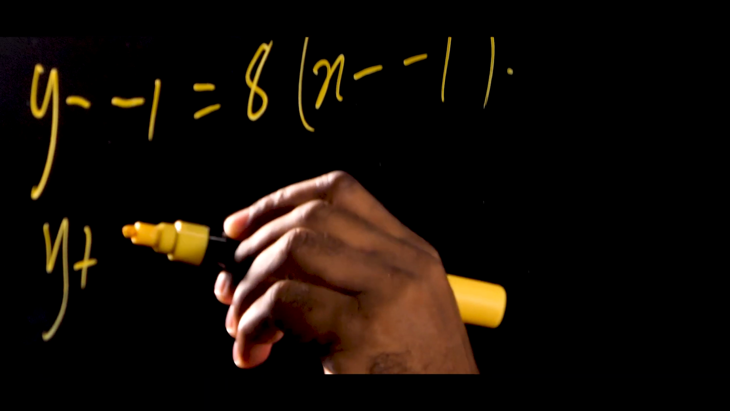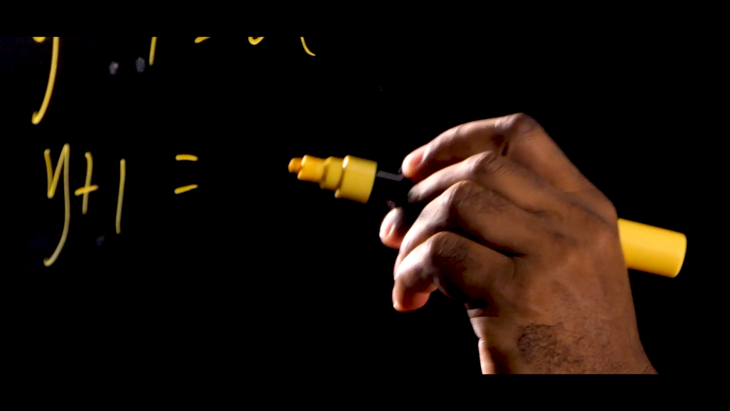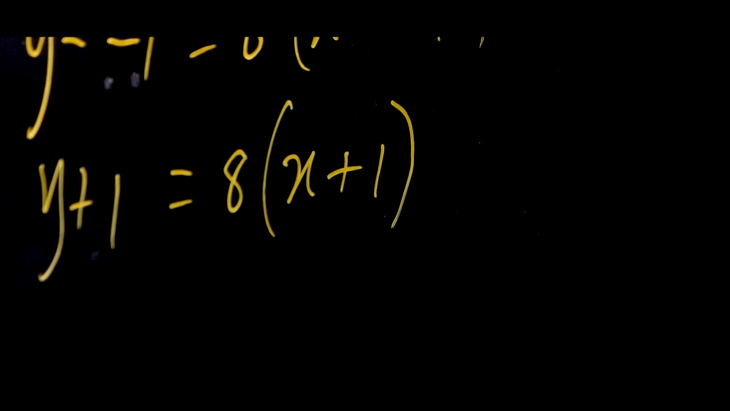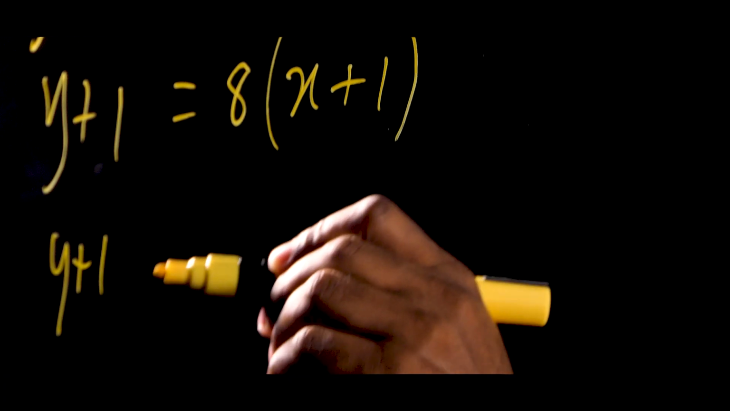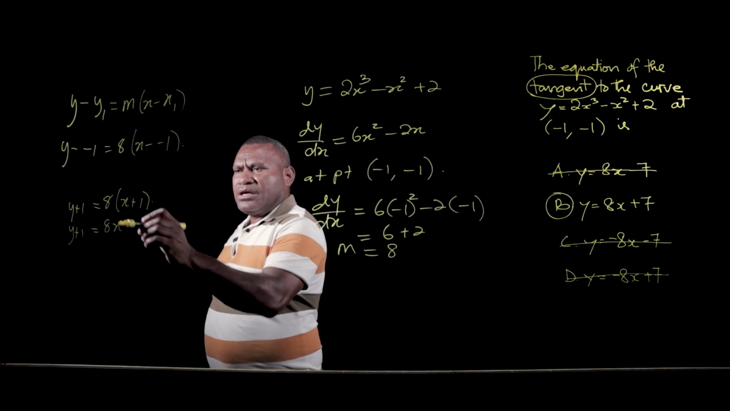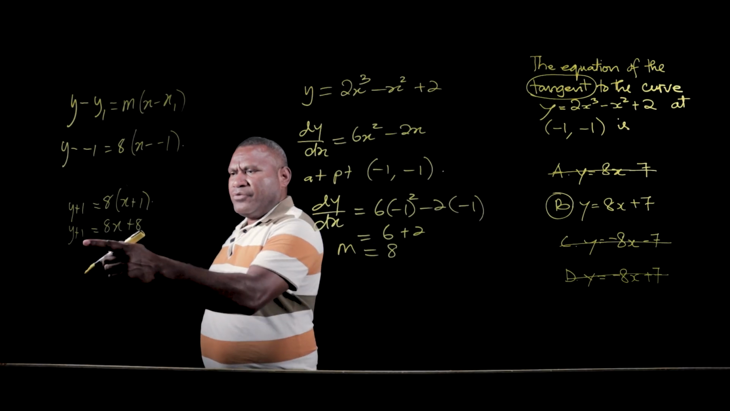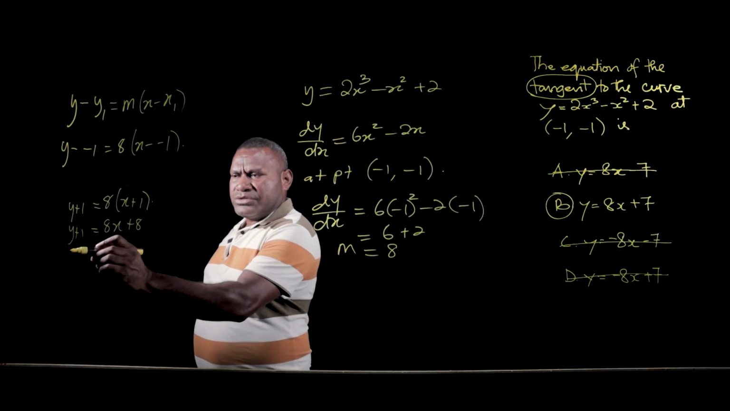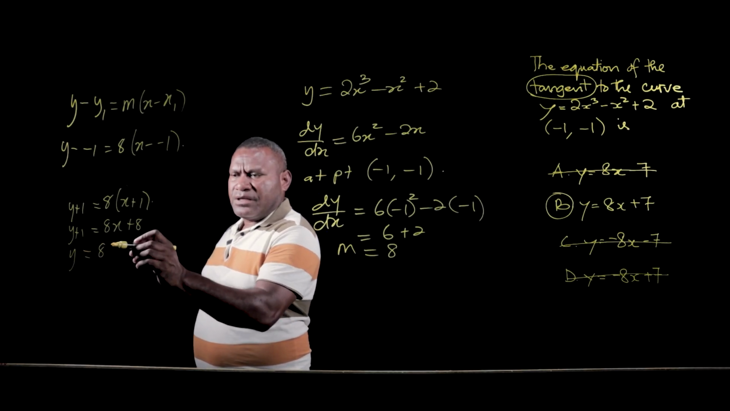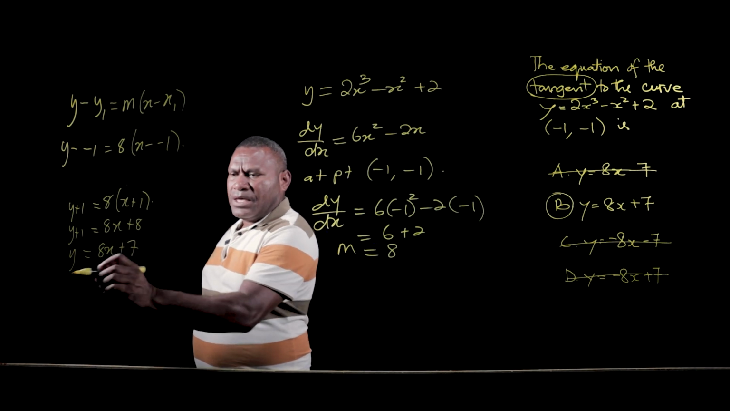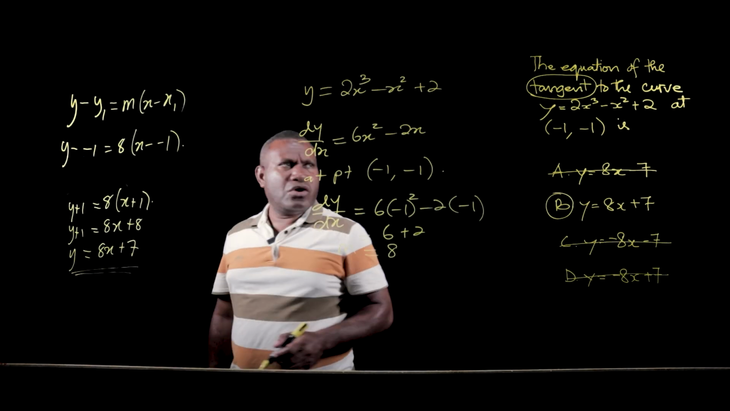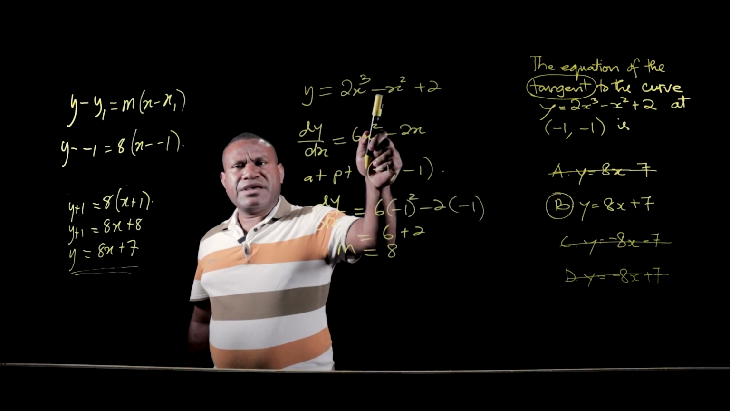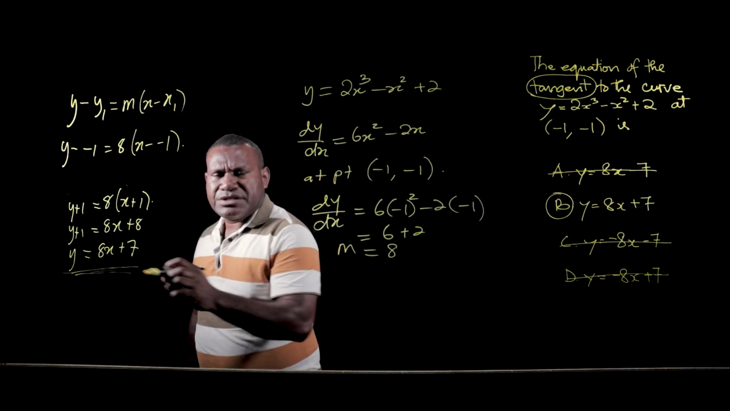So y plus 1 equals, negative gives us positive, 8 times negative gives us positive as well. If you expand this one, it will give us y plus 1 equals 8x plus 8, since 8 times 1 is 8. If you bring 1 over, positive 1 becomes minus, so it's like subtracting 1 on both sides. And so you will end up with 8x plus 7. This is the equation of the straight line, or the tangent, that passes through this point on this curve. So the equation of the tangent is this.